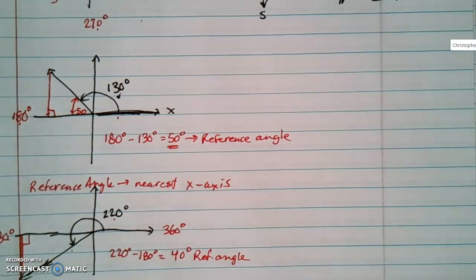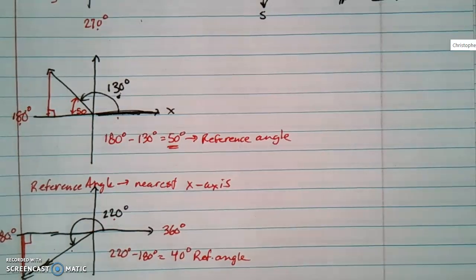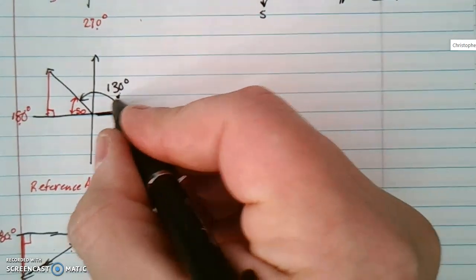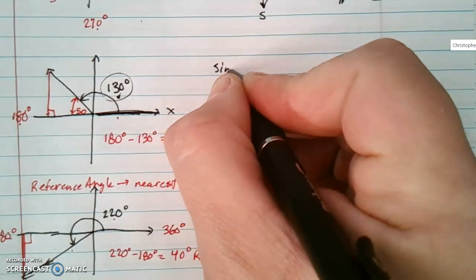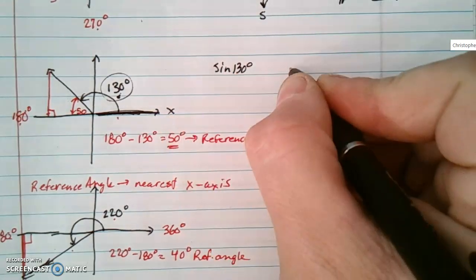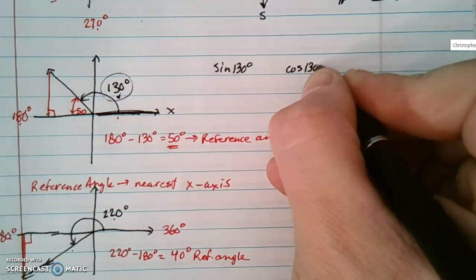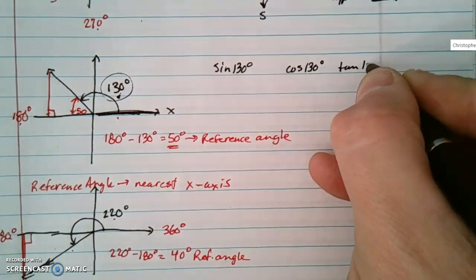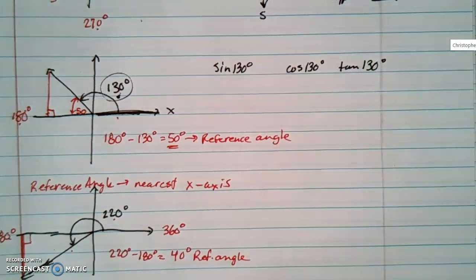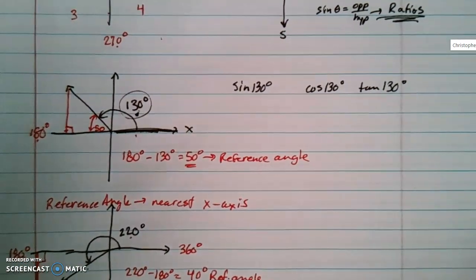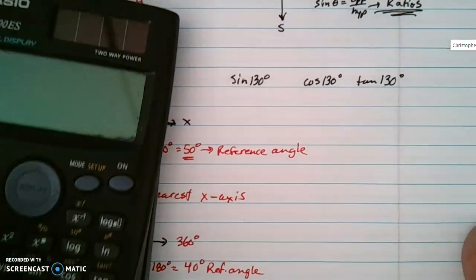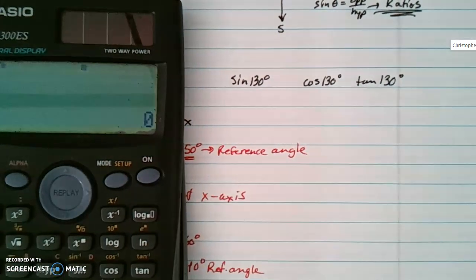So let me show you something. I'm going to come over here. Now this angle is 130. And I'm going to type sine of 130. I'm going to type cosine of 130. And I'm going to type tangent of 130. Okay, going to type those 3 things into my calculator, and we're going to get some random crazy numbers. Okay, so here goes.